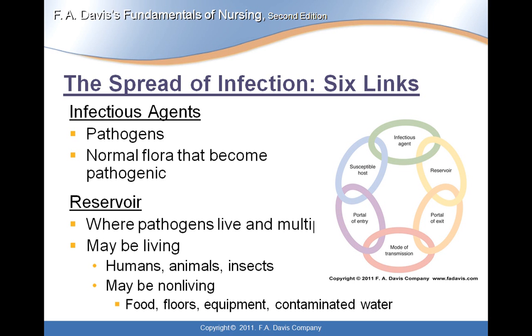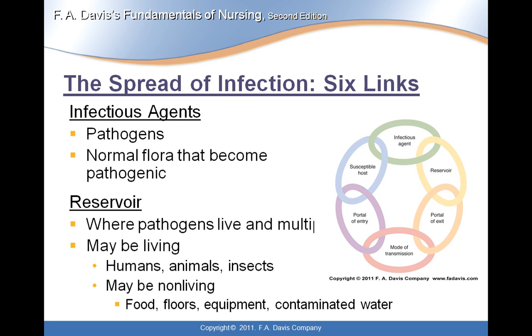Also, we have to discuss reservoir when we talk about the 6 links of infection. The reservoir is the place where the pathogen lives and where it multiplies and grows. It's that place where it's nourished. The reservoir is usually an area that has moisture. And if you're reading in your book, the reservoir also has a certain temperature. It has an ideal temperature, usually of 95 degrees Fahrenheit.